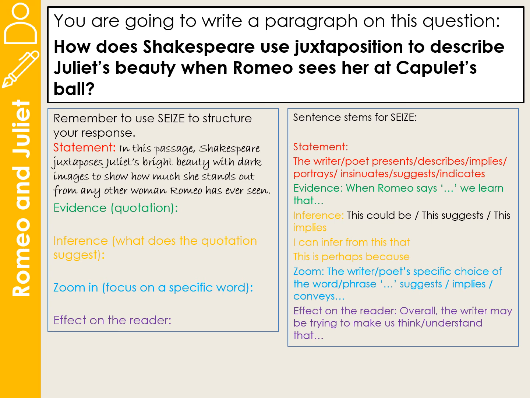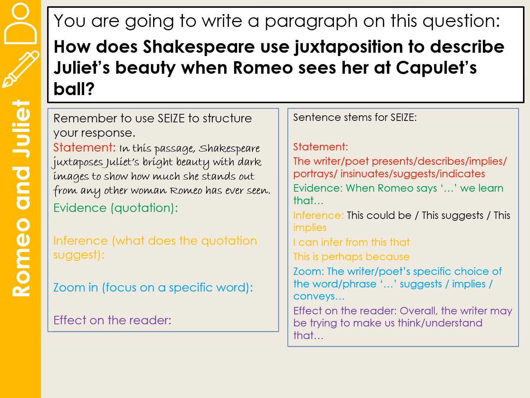Okay, that's really important. And what you can see on this slide as well is we've also put some sentence stems to help you. These are sentence stems that we'll have seen before, that we've used before, but this is just a reminder. So when you're writing your paragraph, we've already obviously got our statement. But when you're looking for evidence, when Romeo says, and you can see we have to put our quote in quotation marks, we learn that. So you need to briefly explain what the quote means.